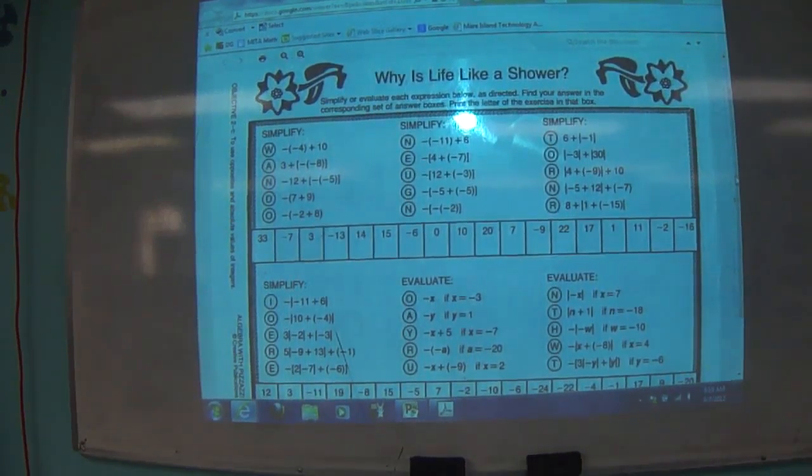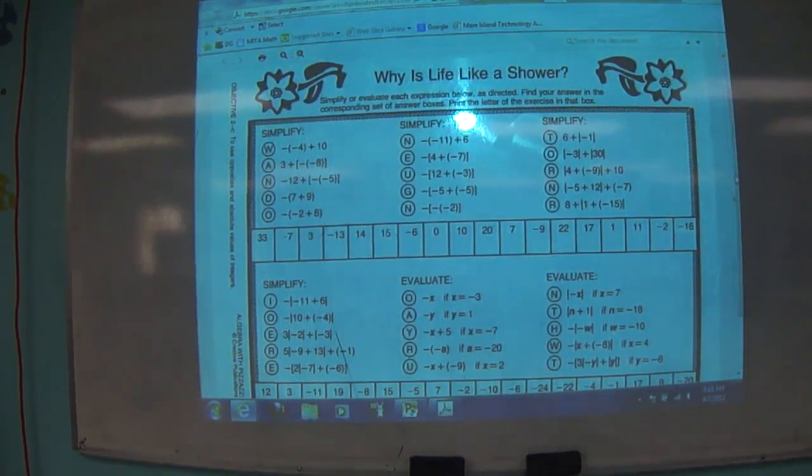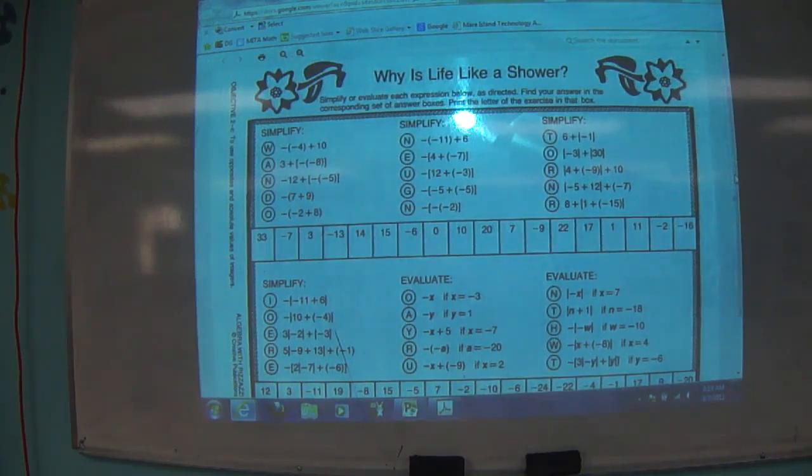So here we're also talking about positives and negatives, but we've added absolute value. What's the definition of an absolute value? Distance from 0 on a number line. So distance is always a positive. So when we look at something, and remember we're always going to do things in parentheses first.